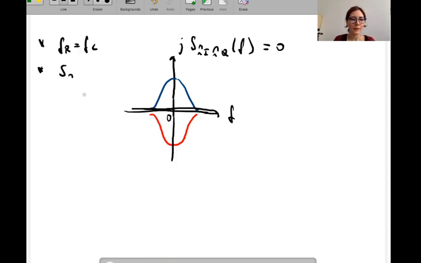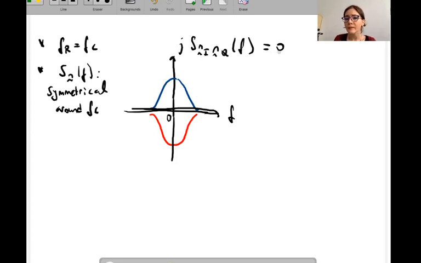The original bandpass process Sn of f is symmetrical around Fc. I'm talking about each one of the individual wings. Okay. So if this assumption is met, then what's happening? The joint power, the cross power spectral density, is equal to 0.